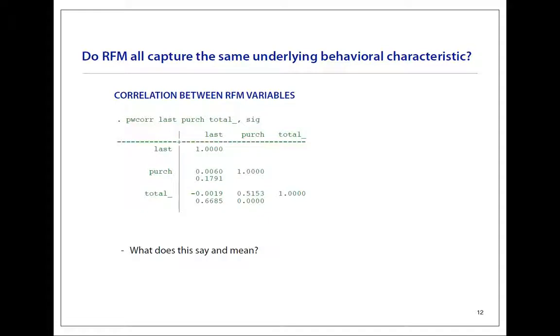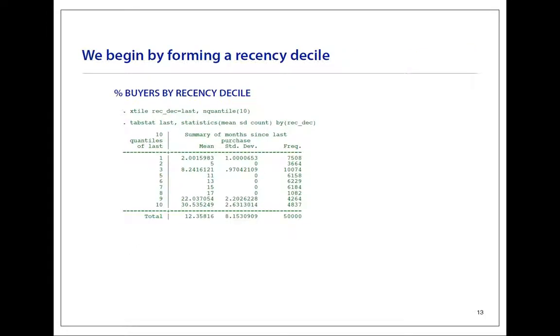Okay, so now let's divide the customers into groups, and we start with the recency measure. We use recency to rank our customers from best to worst, and then divide them into groups. Here I want to divide them into 10 groups. The command is xtile. I want to create a group number to show which group the customer belongs to, and that new variable, the group number, is called recdec, recency decile.